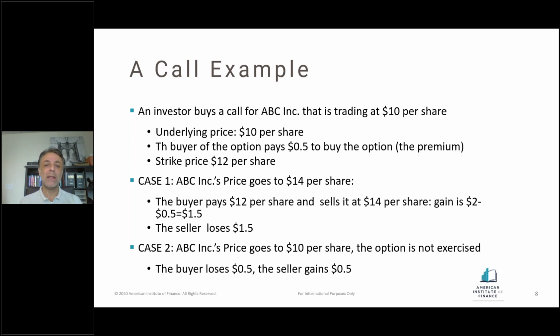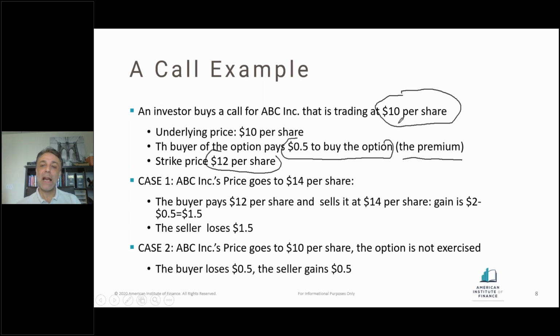So an investor buys a call on ABC Inc., any stock you can think of, and the stock is trading at $10 per share. Let me see if I can actually use my pen. Okay, so this is the price of the underlying asset. The buyer of the option, which could be you, pays 50 cents to buy the option, and this was the premium. The strike price is $12.